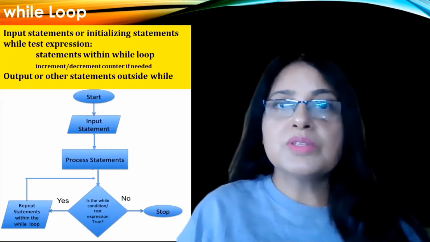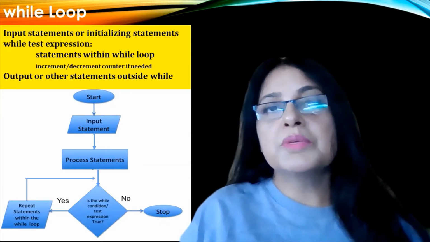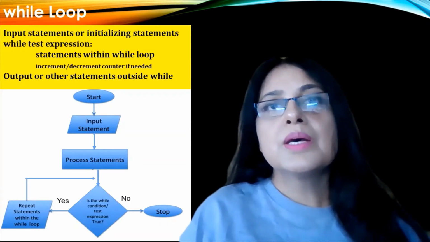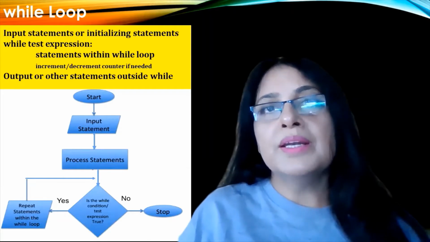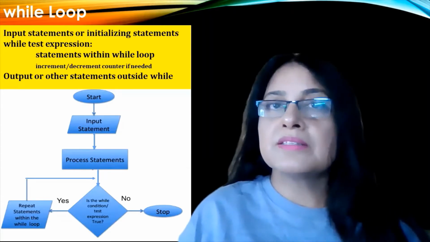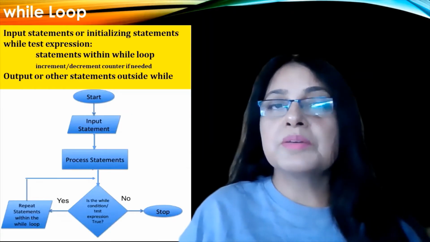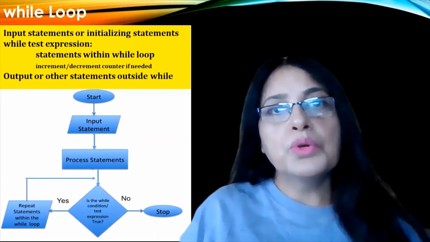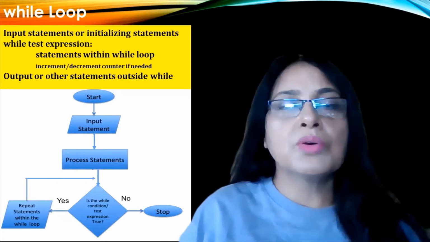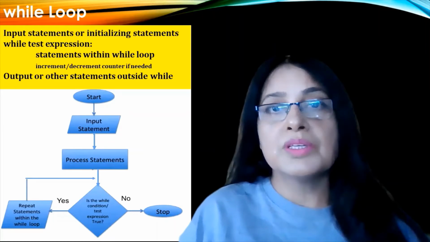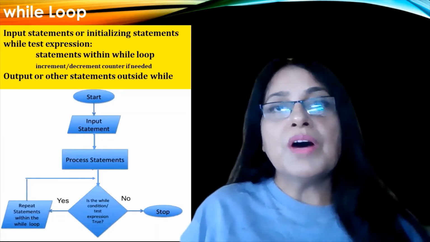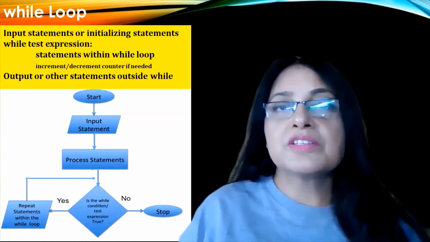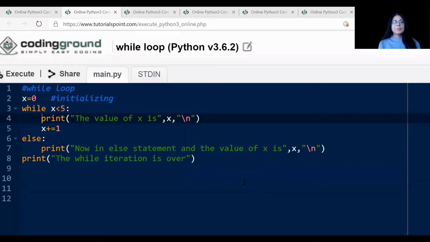Now the while loop would start with some input statements or initializing statement, and then you could have the while keyword followed by test expression and some statements within the loop. You could also have an increment or a decrement counter if needed. You move out of the loop when the test expression is false. We start with an example of while loop.